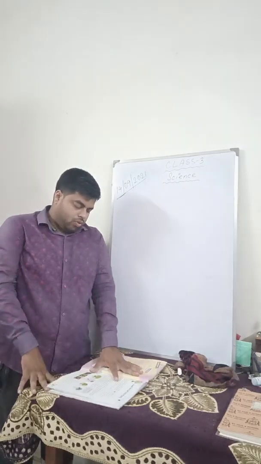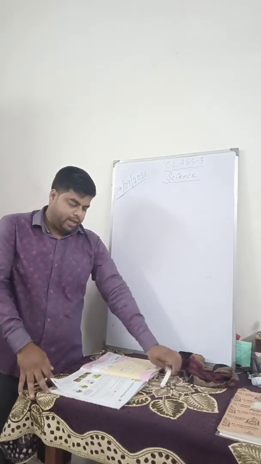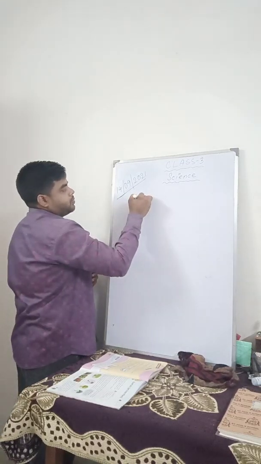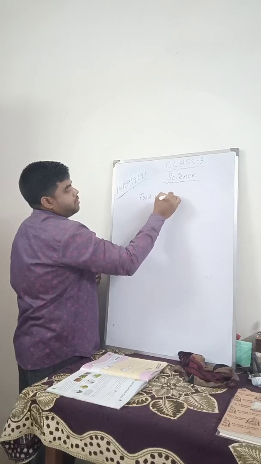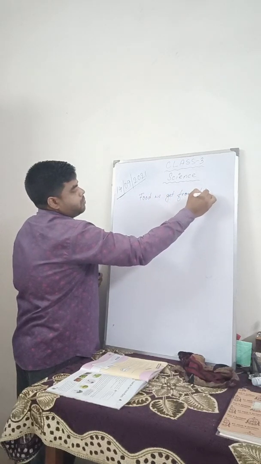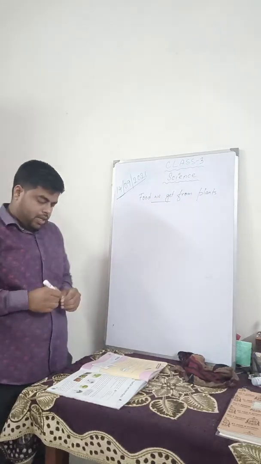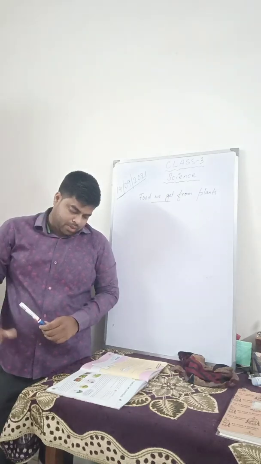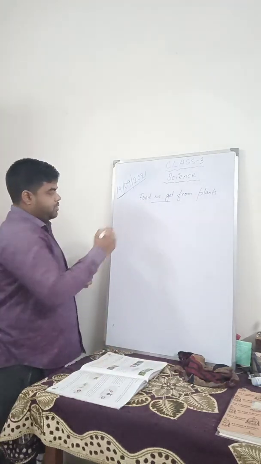If you remember, we have already started with the first chapter of your second unit, that is food we get from plants. In the last class we started with types of plants. We have completed trees and shrubs. Today we will start with herbs.